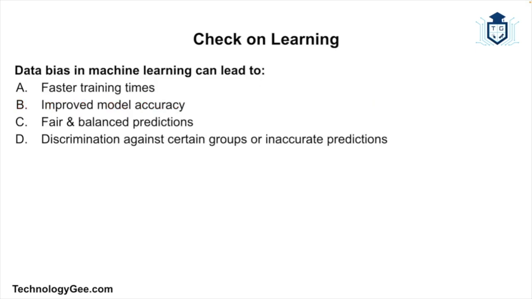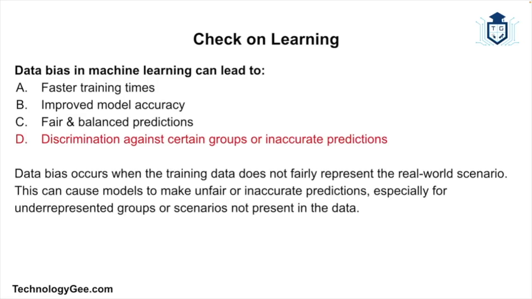And our final question is, data bias in machine learning can lead to what? Faster training times, improved model accuracy, fair and balanced predictions, or discrimination against certain groups or inaccurate predictions? And of course, the answer is discrimination against certain groups or inaccurate predictions.